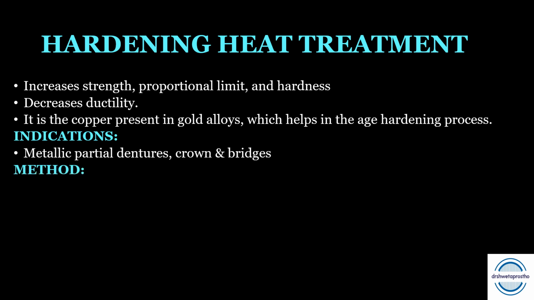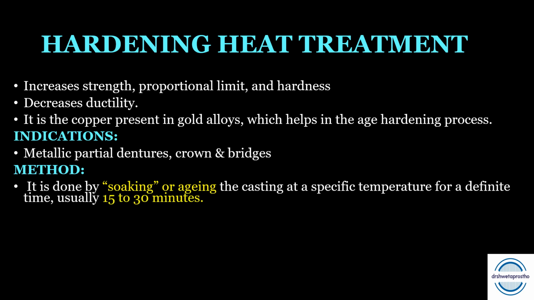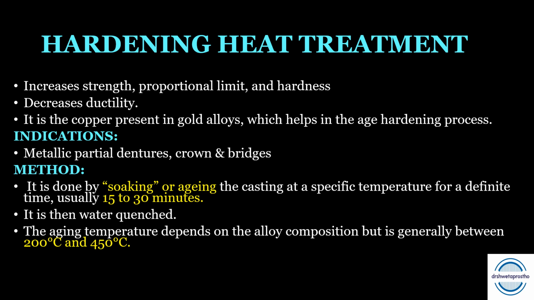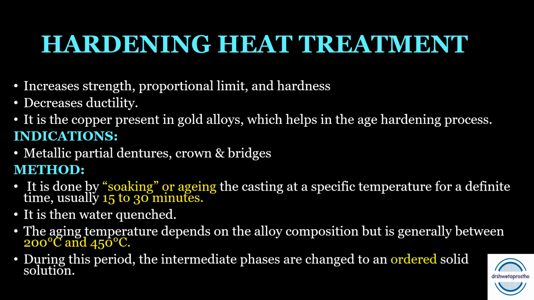How do we do the hardening heat treatment? The method is that it is done by soaking or aging the casting at a specific temperature for a definite time, which is usually 15 to 30 minutes. Then it is followed by quenching in water. This aging temperature depends on the alloy composition, which normally ranges between 200 to 450 degrees Celsius. And during this period, what happens? The intermediate phases are changed to an ordered solid solution. Then only it results in a hardened alloy.